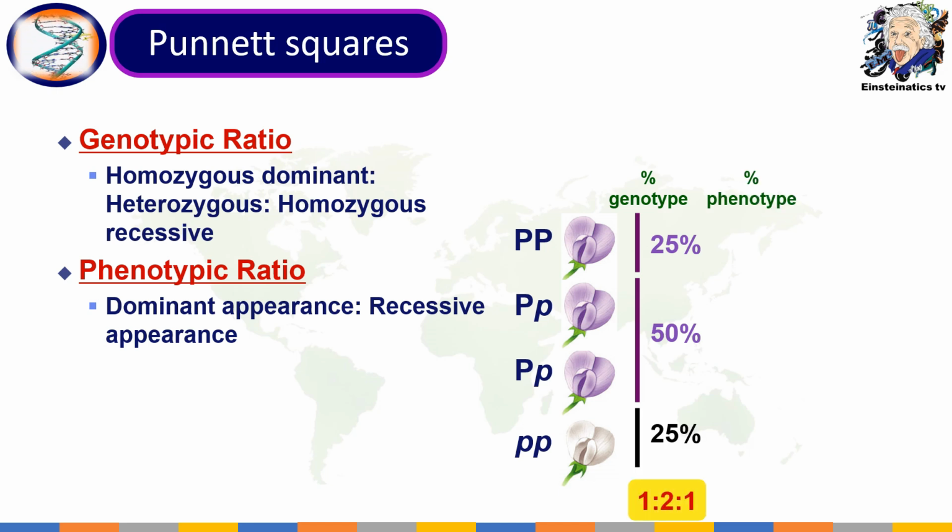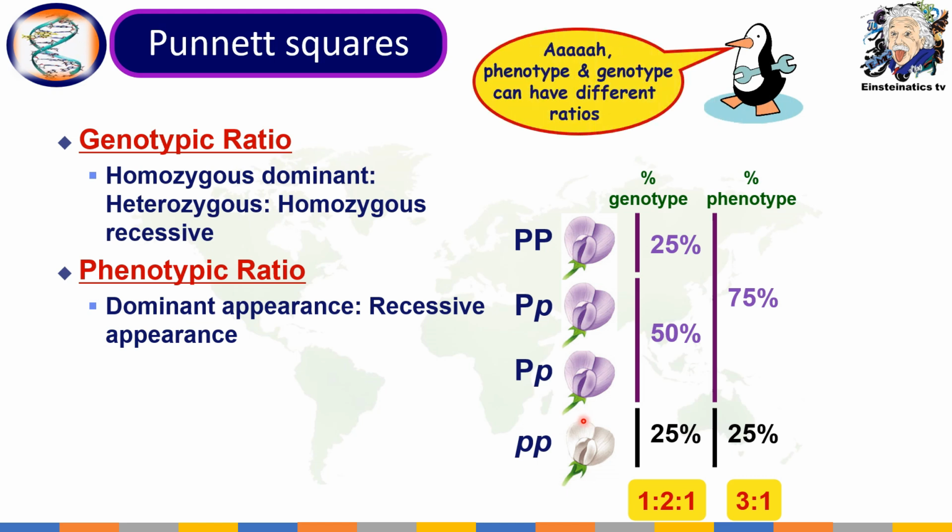So, ibig sabihin, yung ating genotypic ratio is 1:2:1. Ibig sabihin, 1 homozygous purple flower, 2 heterozygous purple flower, and 1 homozygous white flower. Yung phenotypic ratio naman niya is 75% and 25%. So, this is 3:1. Ibig sabihin, tatlong purple flower into 1 white flower.